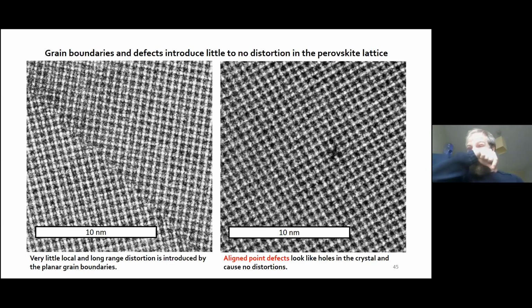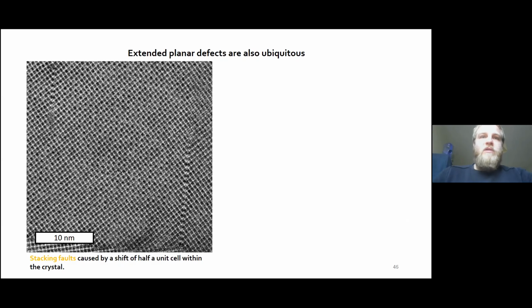Again, we have more different types of aligned point defects. It looks like a little hole, and we see no distortions around it, which is really, really weird. Basically a perfect square. We can also see stacking faults, where we have a shift of half a unit cell. You're coming up one crystal direction, you shift half a unit cell, and then you keep going upwards the other way.